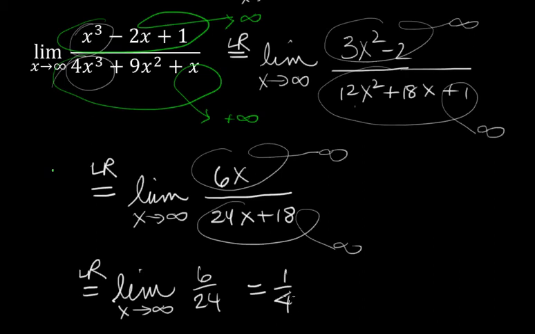Now, I don't expect you to use L'Hopital's rule with quotients of polynomials. If you know a faster way of doing it, by all means do it. I just wanted you to see various cases where L'Hopital's rule is appropriate.